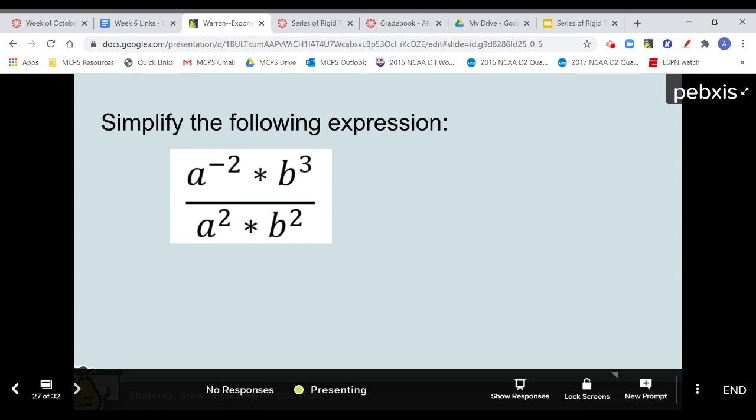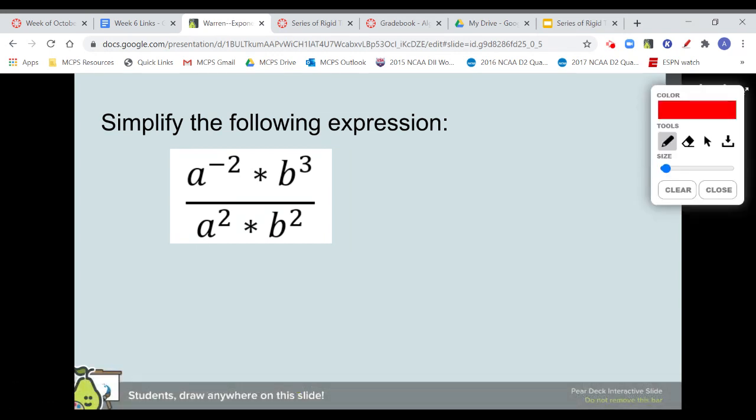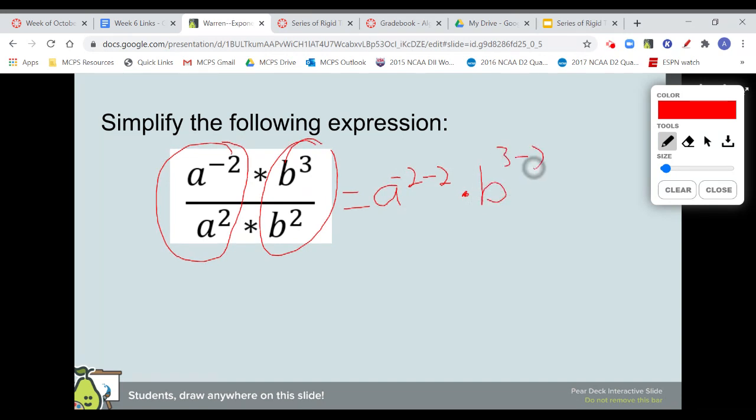Let's look at another one. I have a couple of terms that are with the variable a and a couple with the variable b. So again, I'm going to look at those separate. Both of these are quotients, right? I have an a over an a. So as I simplify this, I'm going to take a to the negative 2 minus 2, and then I'm going to multiply that times b to the 3 minus 2. When I do those subtractions, I come up with a to the negative 4 times b to the 1, or just b.